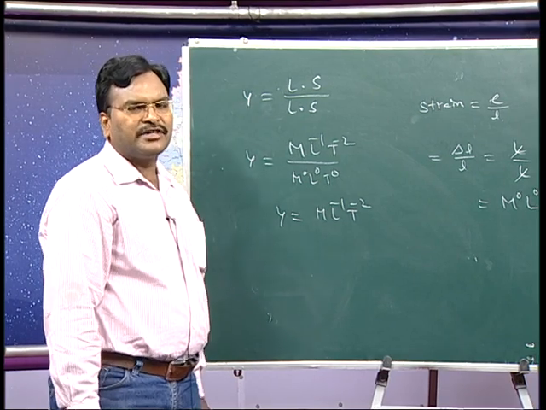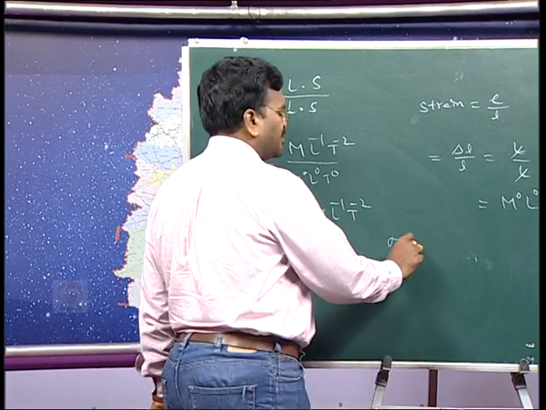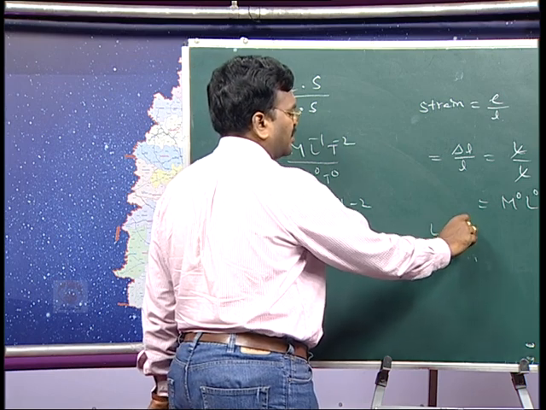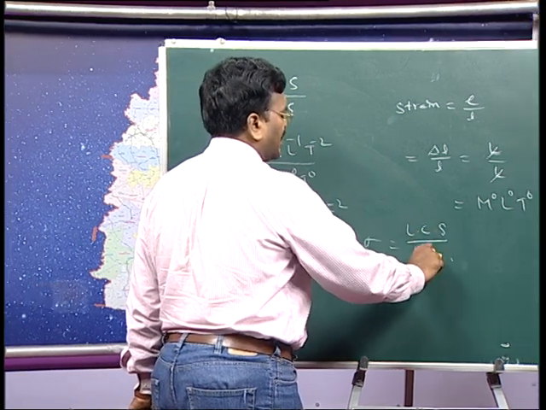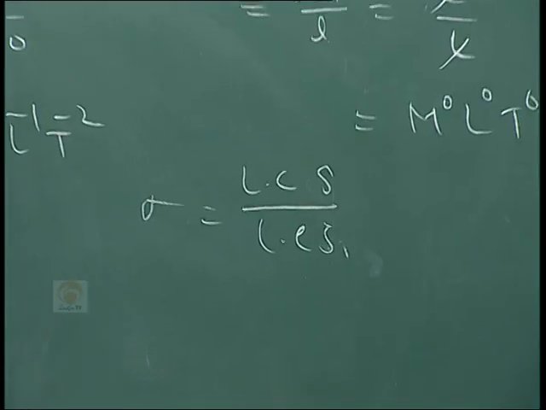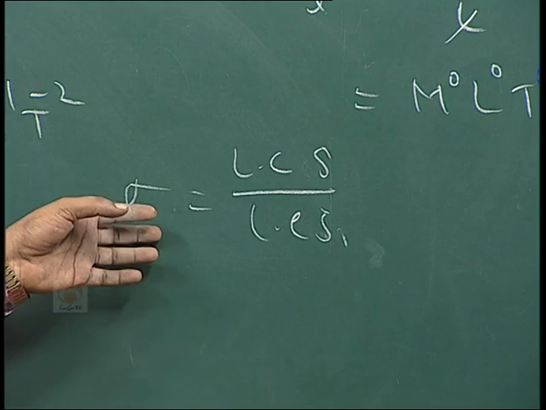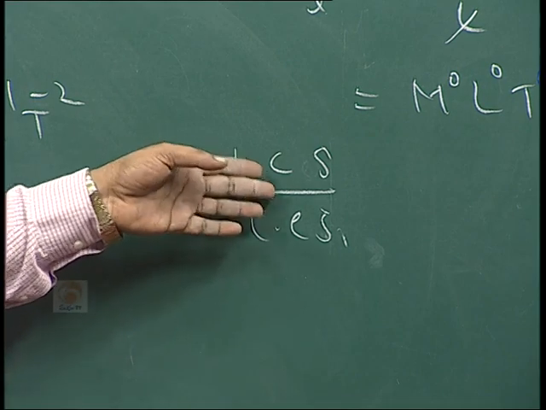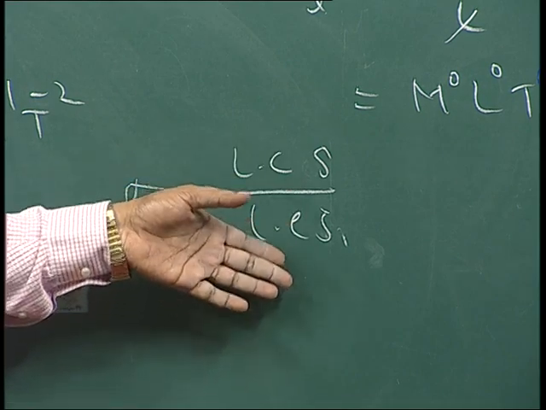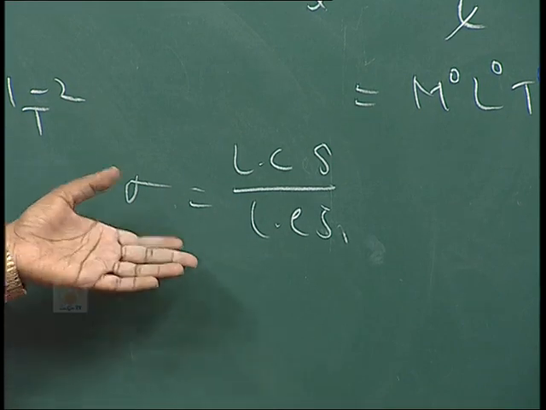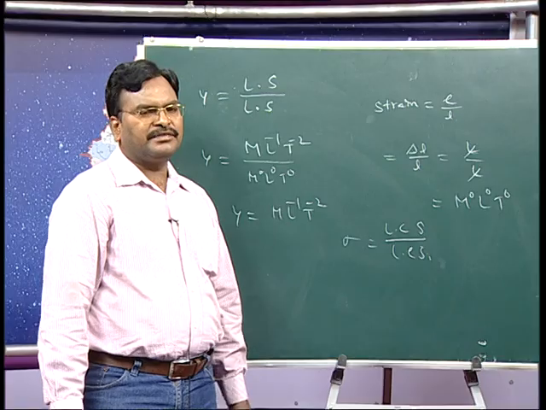Next one, Poisson's ratio. What is Poisson's ratio? The ratio of lateral contraction strain to the longitudinal elongation strain. It is also a ratio of similar quantities, so it also has no dimension formula. It is also a dimensionless quantity.